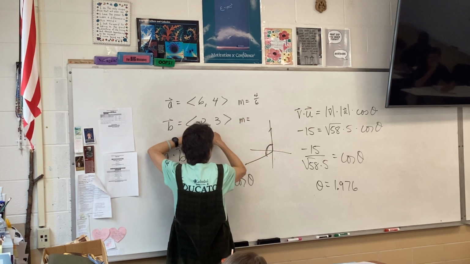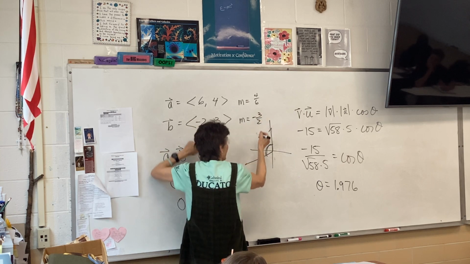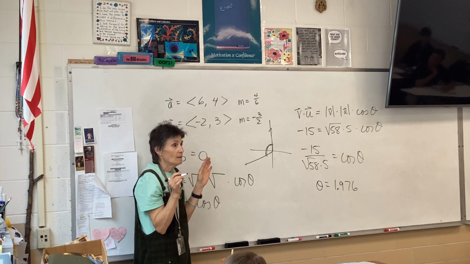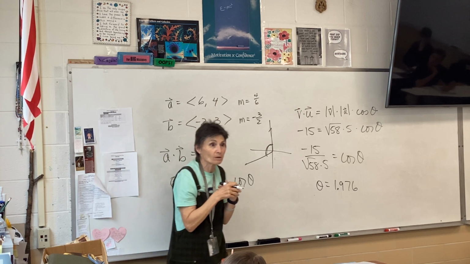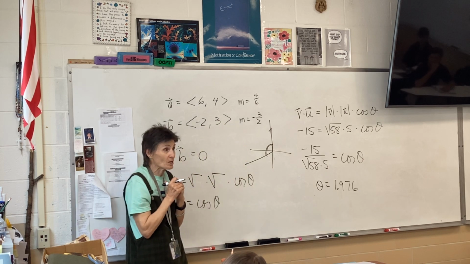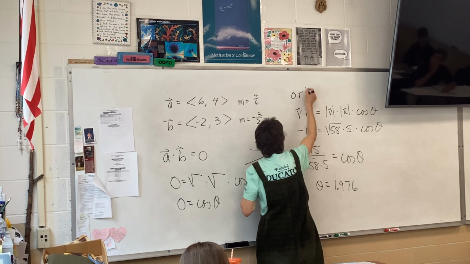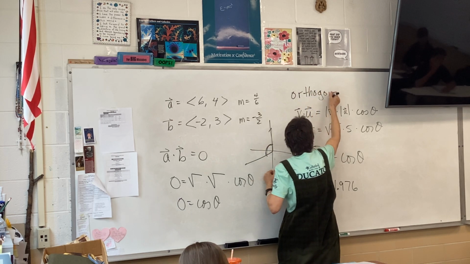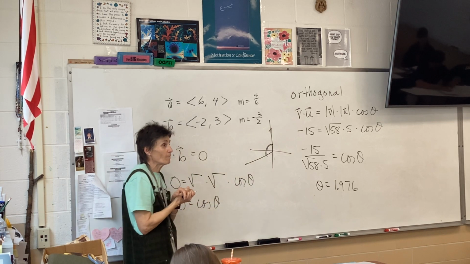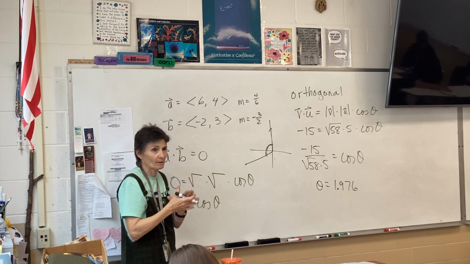This one goes left 2, up 3. So his slope is -3/2. Wait a second. What do you notice about those slopes? They're perpendicular. They're opposite reciprocals, which means they are perpendicular to each other. In vector land, perpendicular is called orthogonal. So orthogonal is the vector word for perpendicular. I told you, it has its own vocabulary.